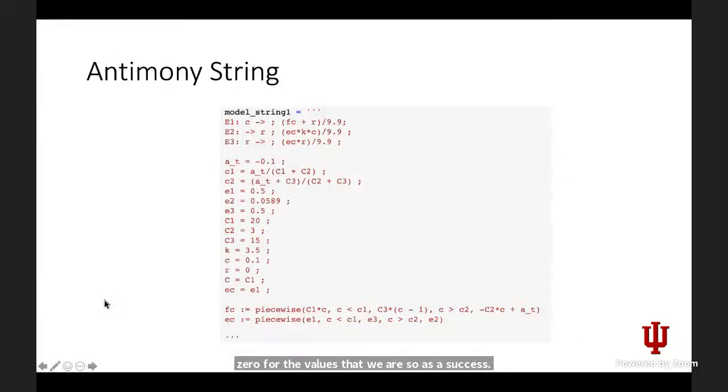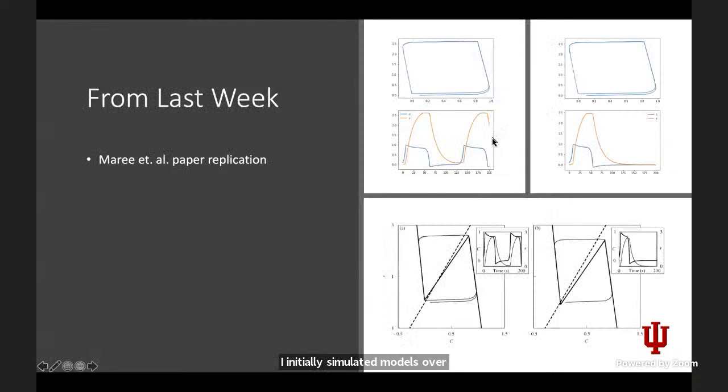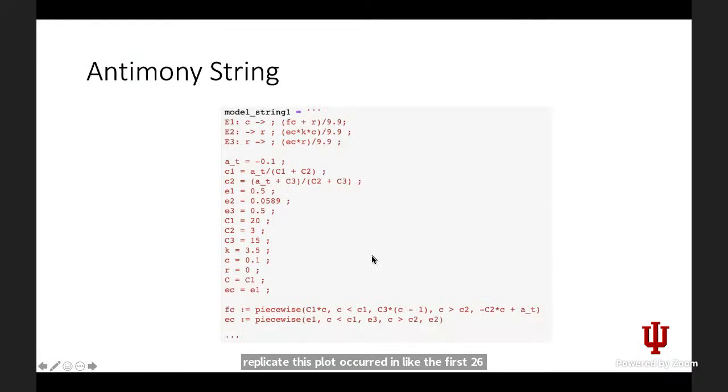In doing this, this is the antimony string that I'm currently using for the model. Still need some annotations. I found that the values the paper used weren't necessarily on the scale that I wanted. When I initially simulated the models over here, I originally had a lot of oscillations in the 200-second window. I found that the 2 oscillations that we wanted to replicate this plot occurred in the first 20 seconds. So I found that if you scaled all of the equations by around 1/10, you would end up getting the time frame that you would want.